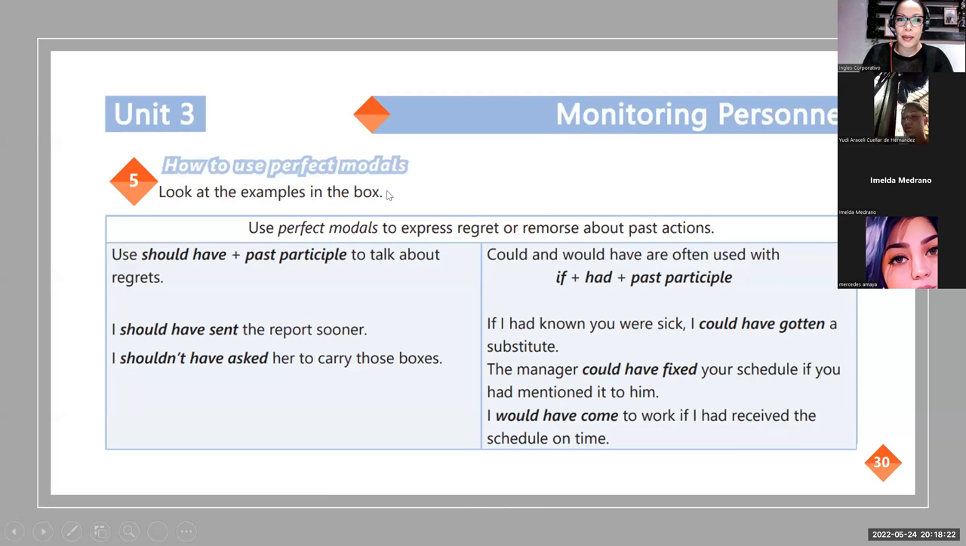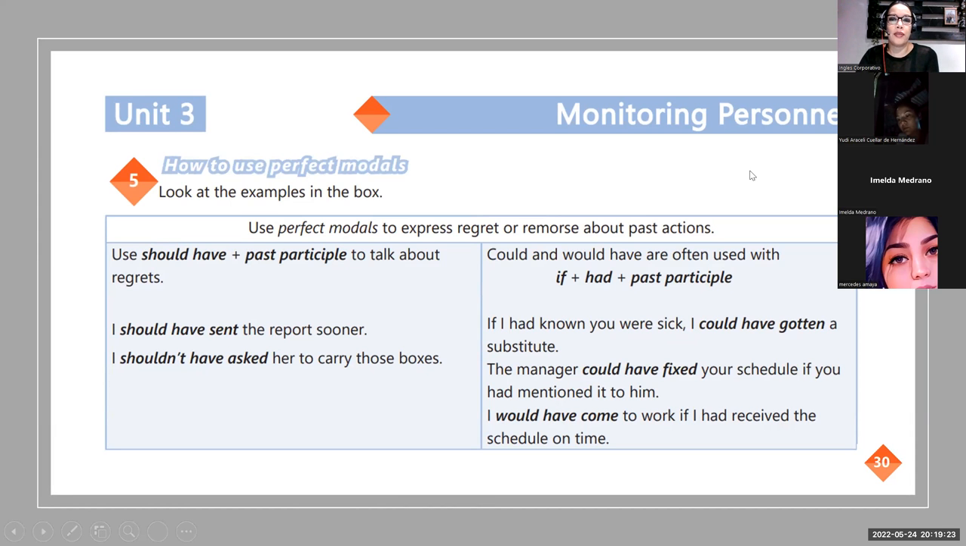So, yes, remember that we were talking about how to use the perfect with modals to express regret or remorse. And we discussed that we can use should have plus past participle to talk about regrets. And we have a couple of examples here. I should have sent the report sooner. Or I shouldn't have asked her to carry those boxes. If we use it with the conditional, like could and would have, it is often with the conditional if, then the verb had in past, the auxiliary verb, and then the past participle of the main verb. And we also discussed that in this structure we use two clauses or sentences to make it easier. We also discussed about punctuation.